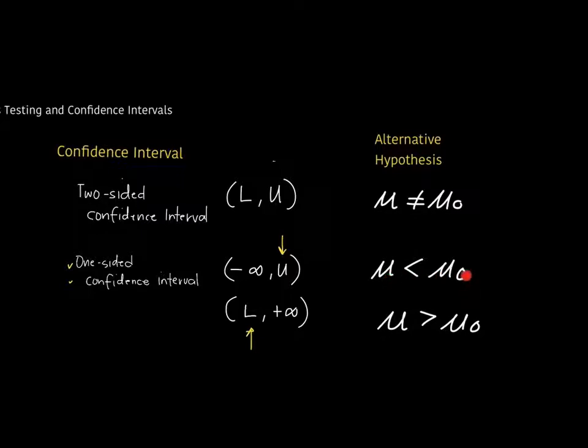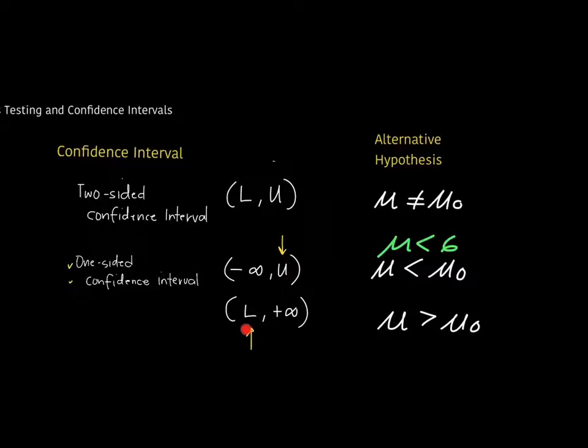Let's say mu is less than 6, so we say that the value of the mean is not equal to 6. So we have to know what is that highest possible value that we can have. So we use the upper limit. Now if the alternative hypothesis is mu greater than mu sub 0, that means it should be higher than the specified value. Then we have to check what is the lowest possible value that we can have. Therefore, we use the one-sided confidence interval that requires the value for the lower limit.